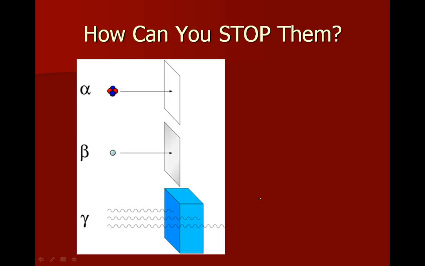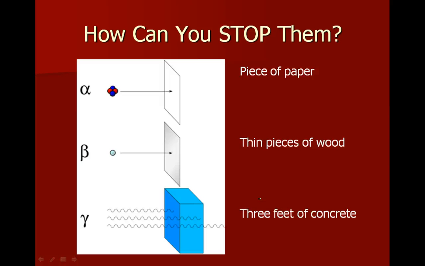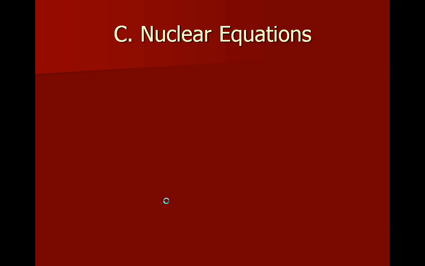But I do want to tell you how you could stop each of these particles from getting to you. So let's say that someone was shooting an alpha particle gun. Doesn't really exist. But if they were shooting that at you, you could just hold up a piece of paper, and those alpha particles would be deterred. If you needed to get away from a beta particle, you would need to stand behind some thin pieces of wood. And if you were trying to get away from a gamma particle, you would need at least 3 feet of concrete or maybe some lead. So things that are very, very dense and very thick will stop a gamma particle.